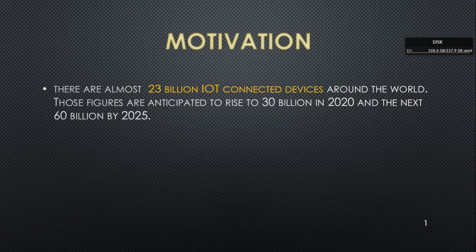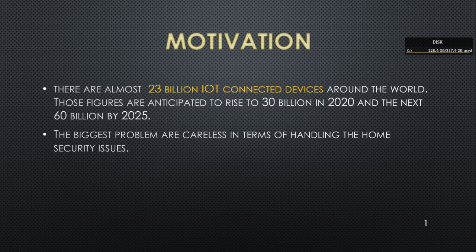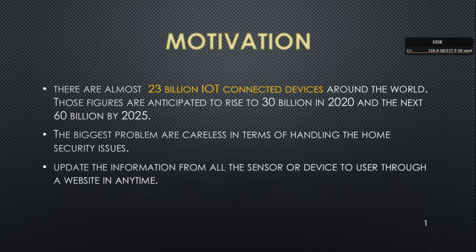Turning to the first part of my talk, which is about motivation. There are almost 23 billion IoT connected devices around the world. Those figures are anticipated to rise to 30 billion in 2020 and 60 billion by 2025. Second, the biggest problem is carelessness in handling home security issues. Third, updating the information from all the sensors or devices to the user through a website at any time.